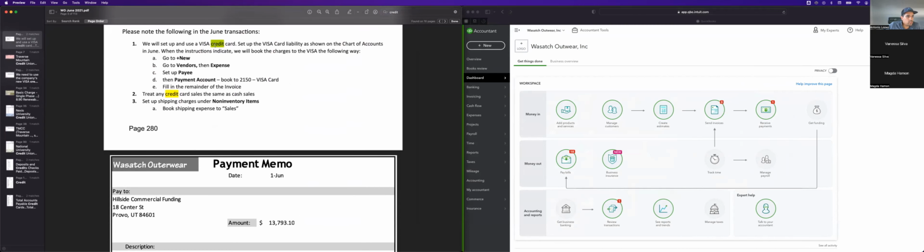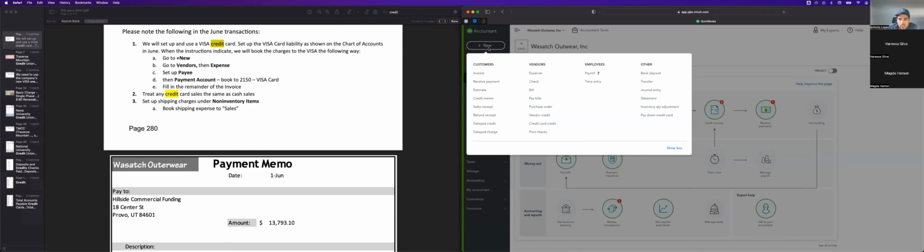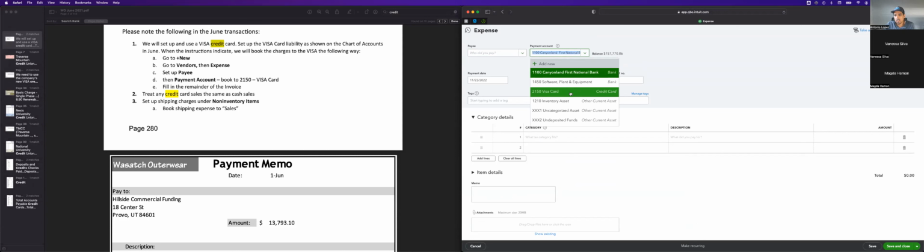So we will set up a Visa credit card, set up the Visa card liability as shown on the chart of accounts in June. When the instructions indicate, we will book the charges to Visa the following way. Go to plus new, vendors, then expense. Set up payee, and we'll set up a vendor. Then payment account, book to 2150 Visa card. And that's here. Oh, it's already here in 2150 Visa card because it's already been set up.